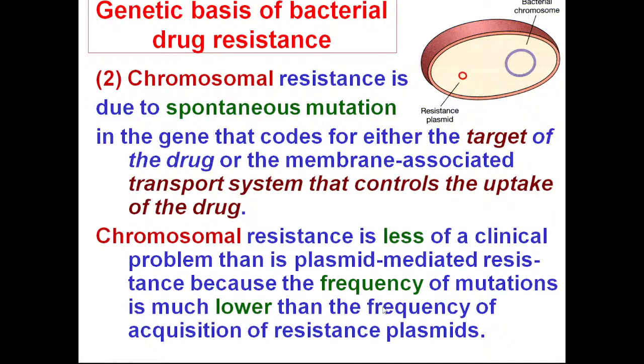target of the drug. So, for example, if the mutation occurs in the gene that codes for DNA gyrase, the enzyme that's supposed to supercoil bacterial DNA, then this enzyme cannot be affected by quinolone. Then bacteria will produce functional supercoiled DNA molecule. So chromosomal resistance is less of a clinical problem, but in some types of bacteria, for example, in mycobacteria, mainly the resistance is developed by mutations in chromosomal genes. So that's why it is also very important.